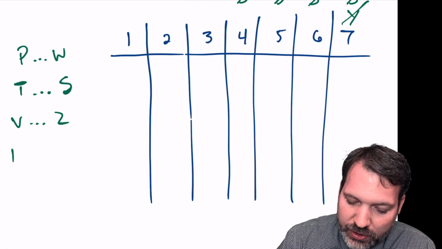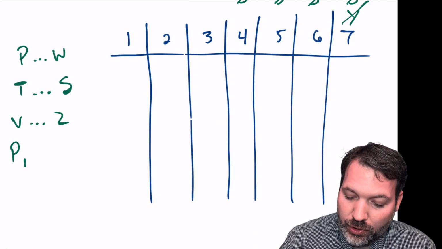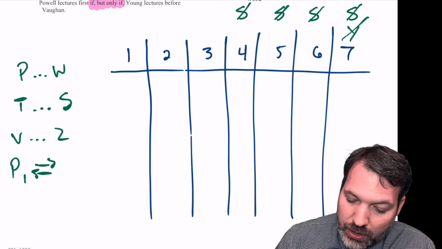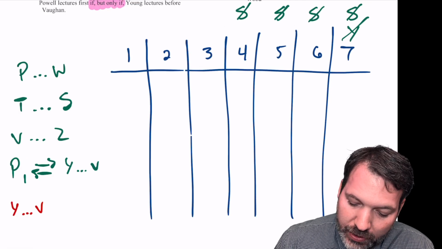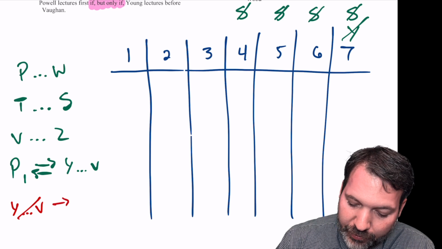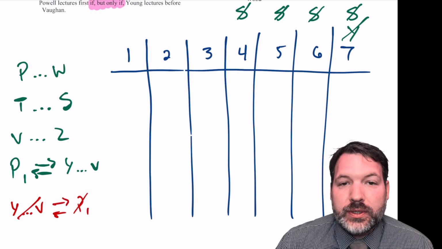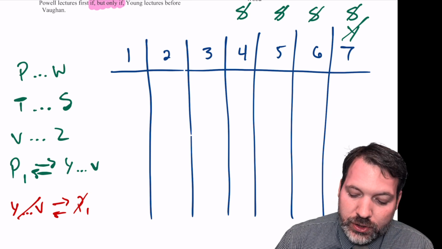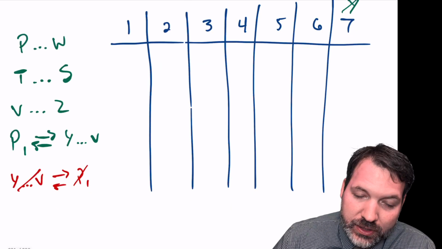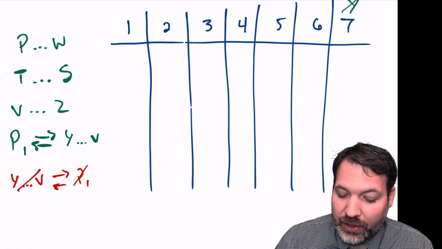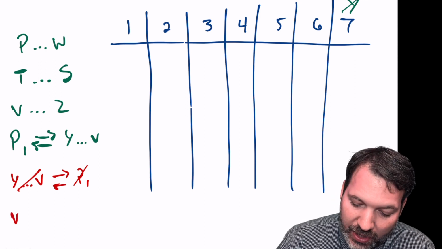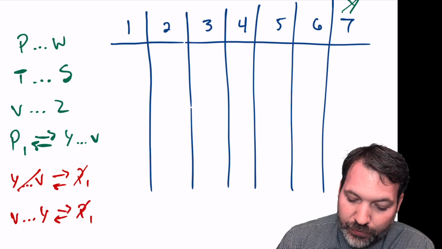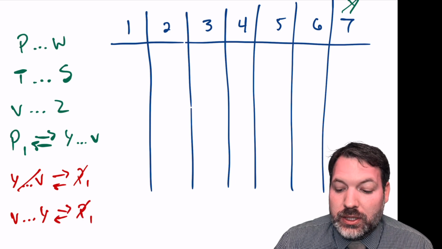So in this case, we would want to symbolize something like P is first, if and only if, so going both directions, Young lectures before Vaughn. This also means that if Young is not before Vaughn, then P cannot go first. And again, in this particular case, it does go both directions. If P is not first, we know that Young is not before Vaughn. In this case, since nobody is a tie, everybody lectures in a particular order, we could even say if V is before Y, then we can say P is not going to be first, because that's what it means to say Young is not before Vaughn.